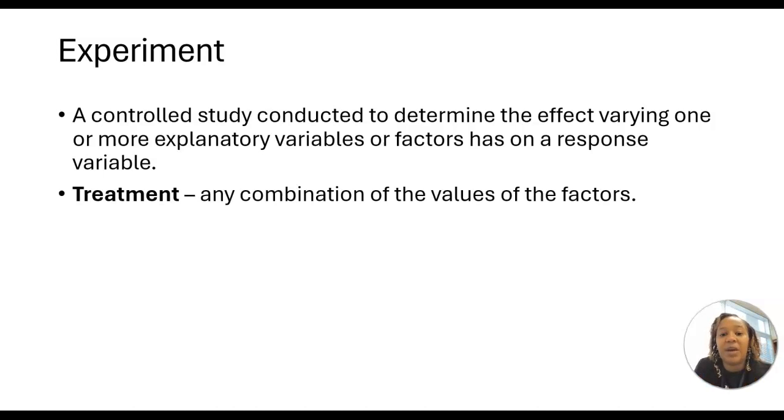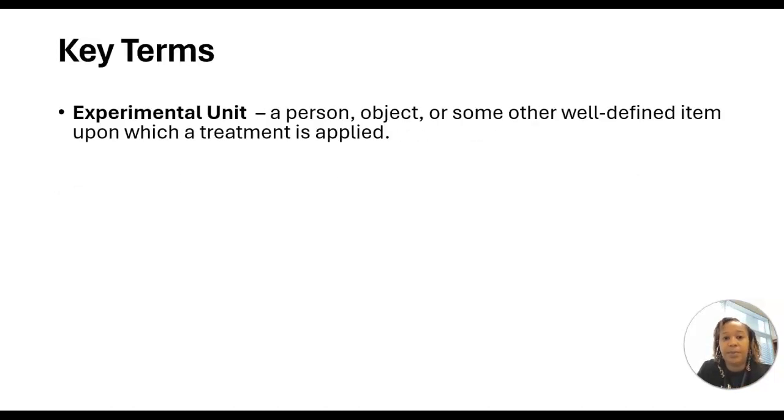The treatment is any combination of the values of the factors. So you can have more than one explanatory variable, and any combination of the values of those explanatory variables or factors will make up your treatment. We have a lot of terms that we have to get out of the way because the experiment part is new. So we need to identify a lot of terms so that we can understand our experiment.